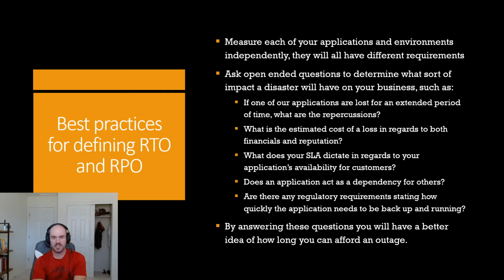So if your SLA says, hey, our application is going to be available 99.95% of the time, then having an incident that brings your availability down to 98% violates that SLA, and you could have some problems. Does an application act as a dependency for others? Right. So if this application of yours fails, does it bring other things down as well? And are there any regulatory requirements stating how quickly the app needs to be back up and running? So maybe you work in financials or healthcare and you need to have things up by a certain amount of time if a disaster were to happen.